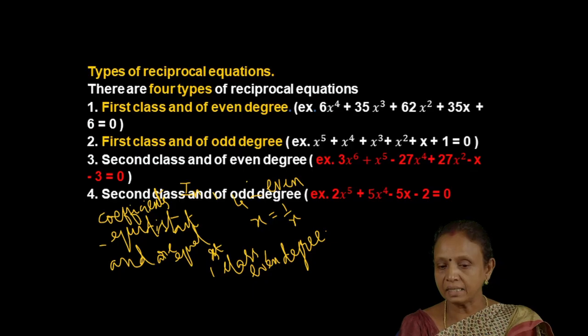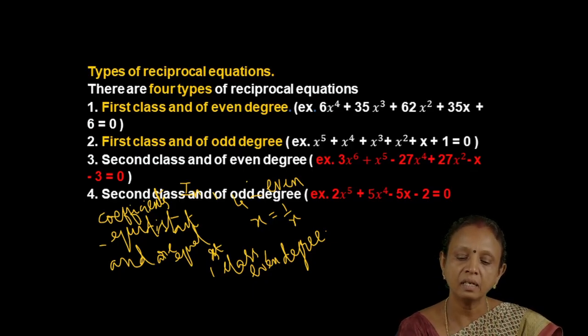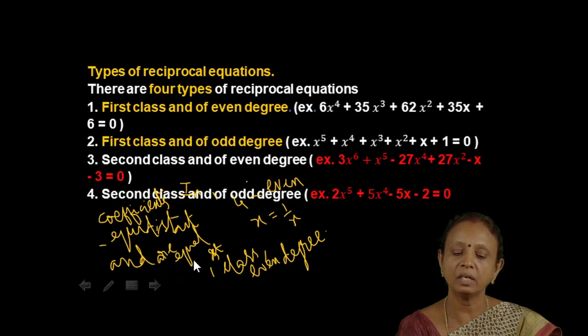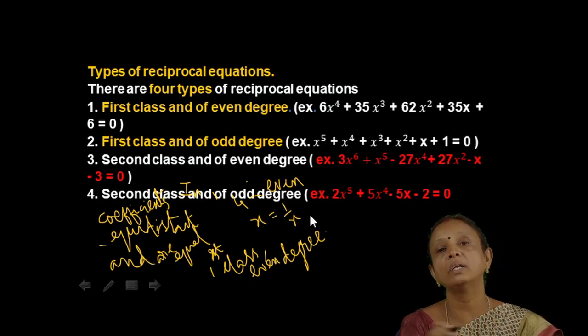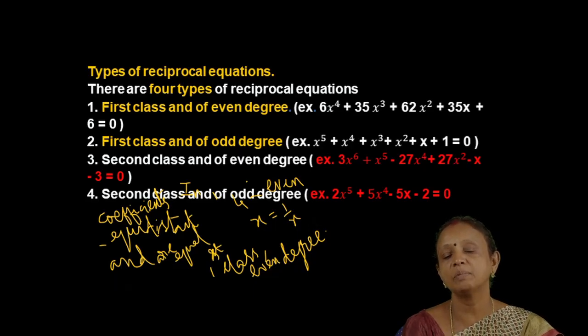What is the next thing? Second class and of odd degree. Here the coefficients are equidistant and equal, as in the first class. When you put x equal to 1 by x, it all remains the same, so it is a reciprocal equation. So understand the 4 types of reciprocal equations.